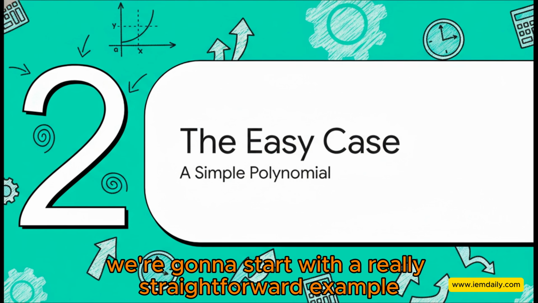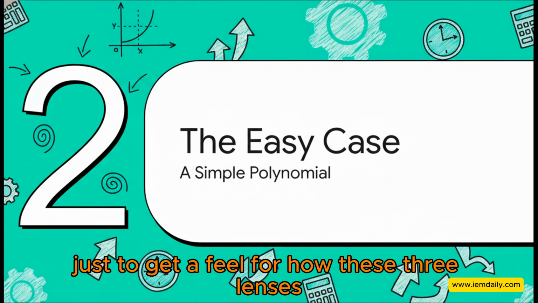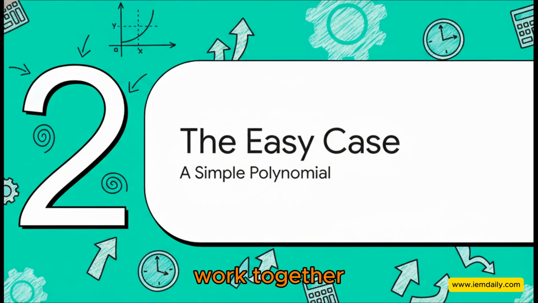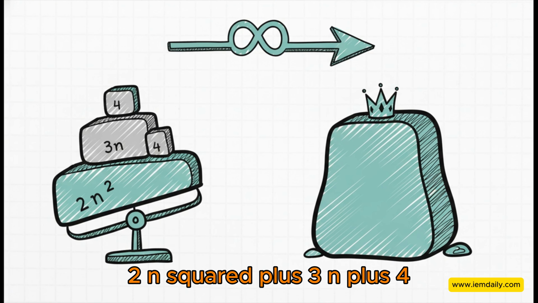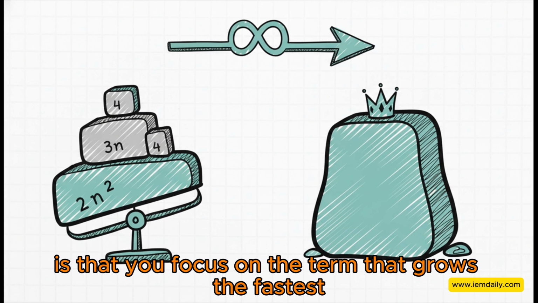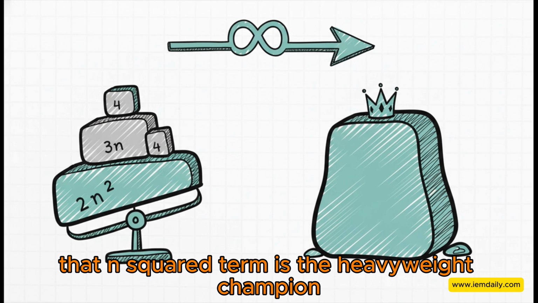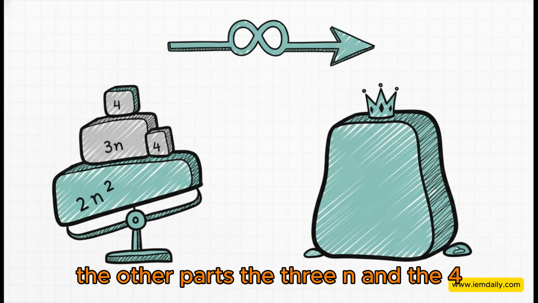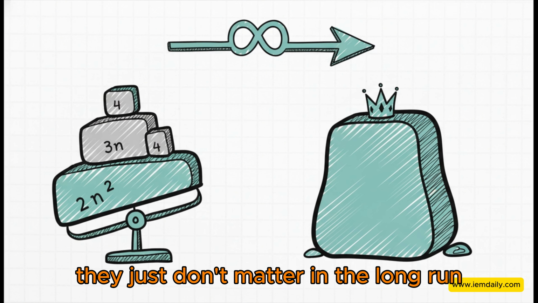We're going to start with a really straightforward example, a simple polynomial, just to get a feel for how these three lenses work together. So here's the function we're going to analyze. 2n squared plus 3n plus 4. Now, the first and most important rule of asymptotic analysis is that you focus on the term that grows the fastest. As n gets huge, that n squared term is the heavyweight champion. The other parts, the 3n and the 4, become like little ants next to an elephant. They just don't matter in the long run.